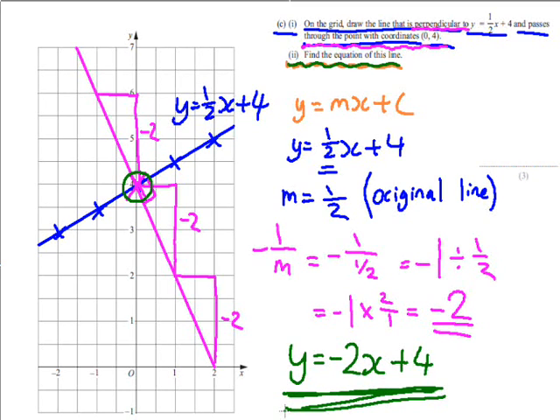So this is a 3-mark question. You get the first mark for drawing that perpendicular line correctly, but it has to be long enough. It has to go through x equals minus 1 and x equals 1 at least. Okay? If you've done it too short, you won't get the mark. The second mark comes from the correct gradient, in this case minus 2, and the third mark comes from the c. In this case, it cuts the y-axis at 4.